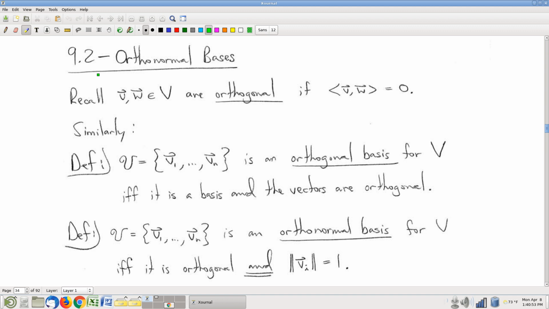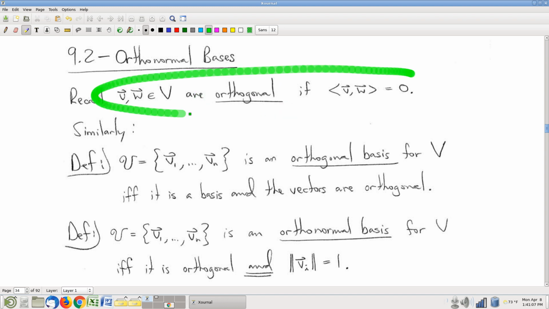So here's the next related idea. Let's talk about the idea of orthogonality. So recall from Rn, two vectors are orthogonal if their dot product is 0. Well, in an inner product space, totally analogous definition. In an inner product space, with inner products playing the role previously played by dot products, two vectors are orthogonal if their inner product is equal to 0.